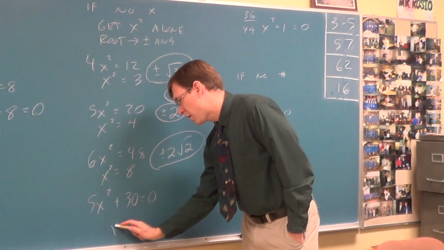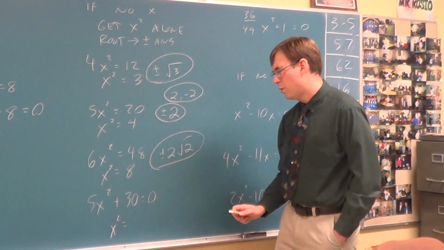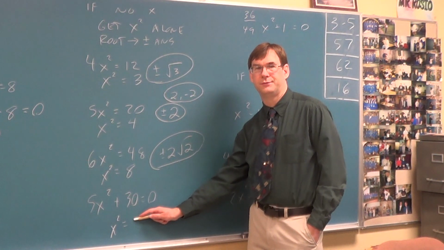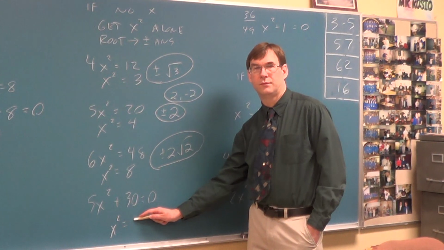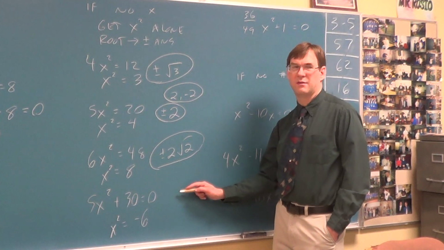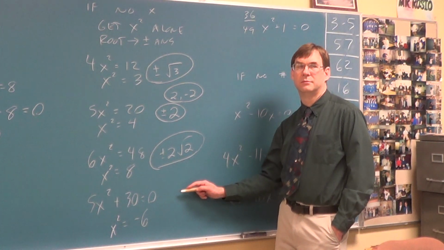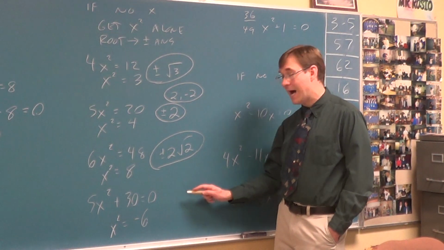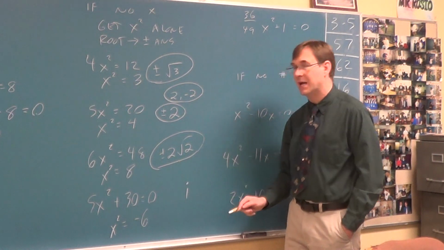This, if we get the x squared alone, what would x squared end up equaling if you do 2 moves of oppositeness? Negative 6. What's going to happen when we do the square root of negative 6? Can't go positive. Not necessarily. I's come out. There's going to be something with i's.